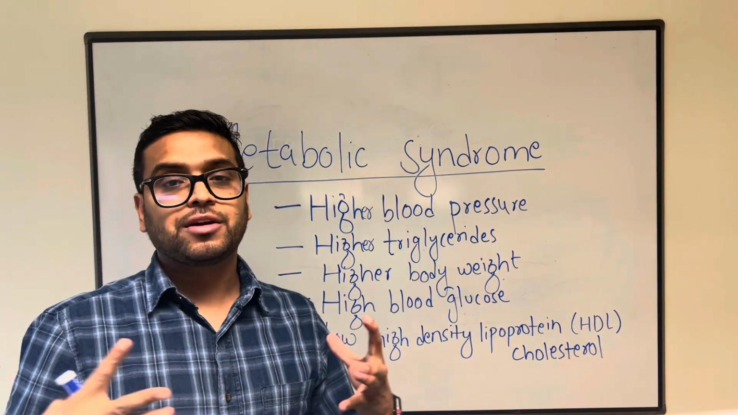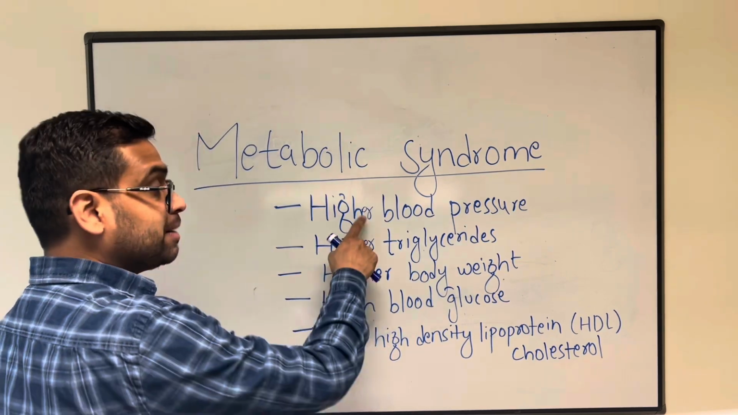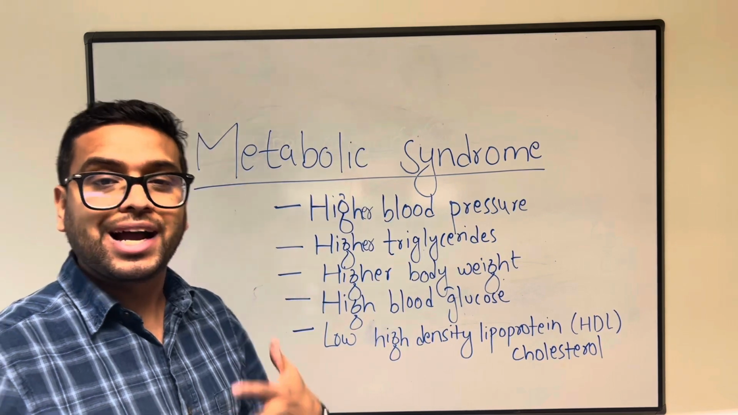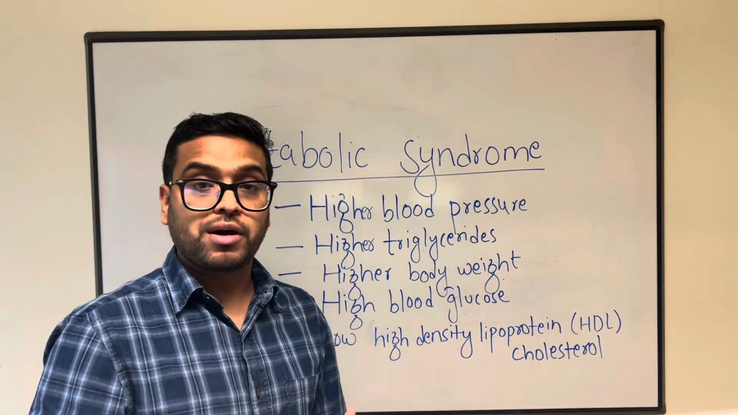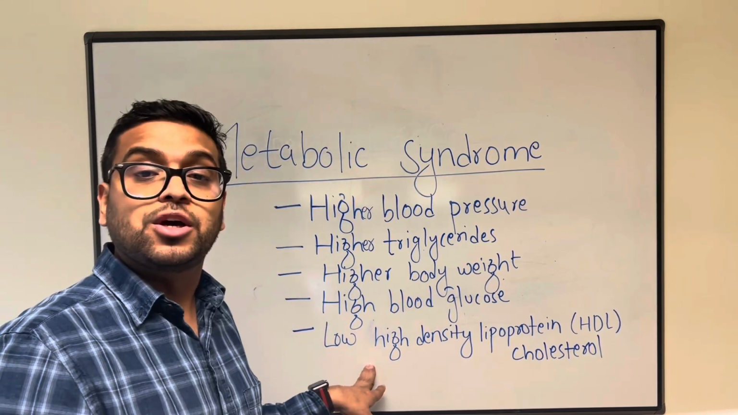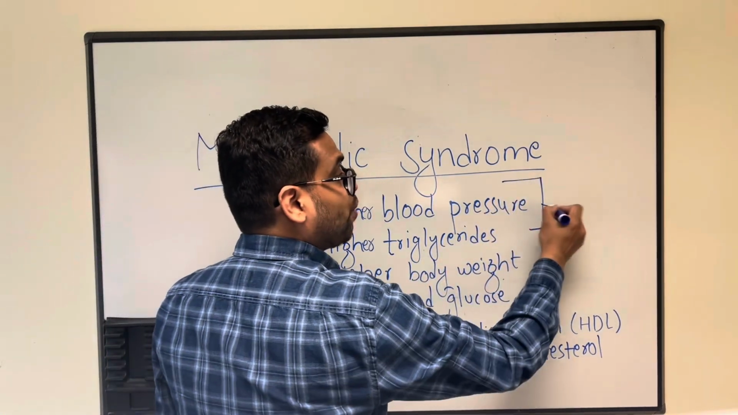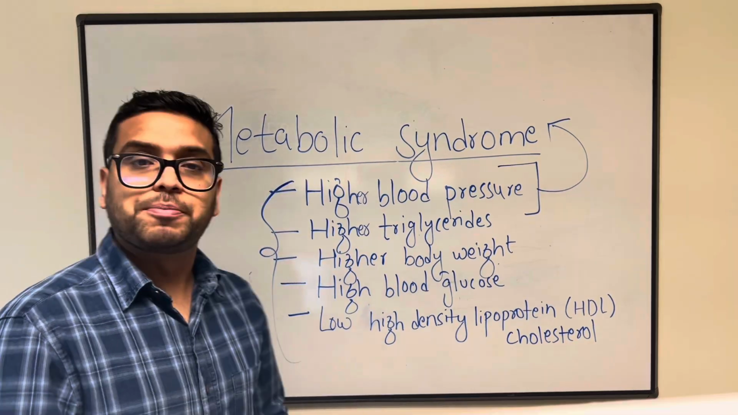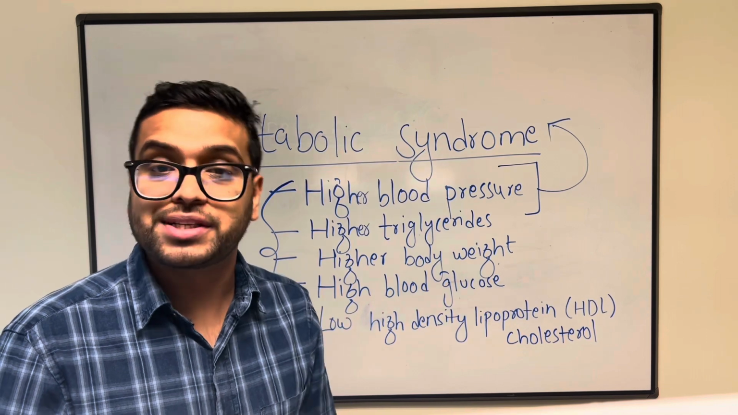Metabolic syndrome is a cluster of metabolic dysregulations which includes high blood pressure, high triglyceride level, higher body weight, high blood glucose level, and low high density lipoprotein or HDL cholesterol, which is also the good cholesterol. So high blood pressure is one of the factors that can drive metabolic syndrome. If a person has 3 of these 5 criteria, then the person is said to have a metabolic syndrome.